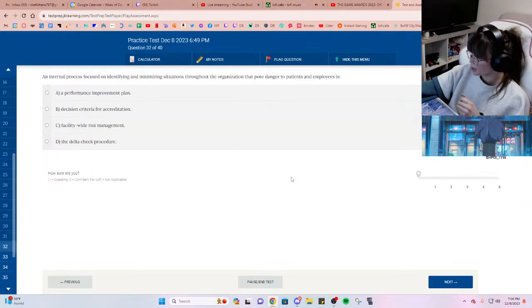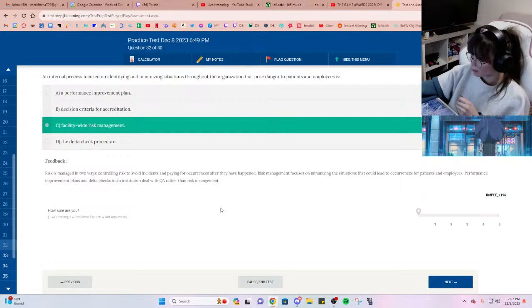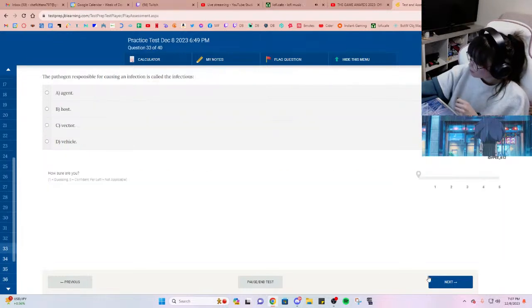Just remember that. An internal process focused on identifying and minimizing situations throughout the organization that pose danger to patients and employees is performance improvement plan, decision criteria for accreditation, facility-wide risk management, or the delta check procedure. Okay, it's not B or D. I think it's C. Yeah, facility-wide risk management. The pathogen responsible for causing an infection is called the infectious agent. Yes.